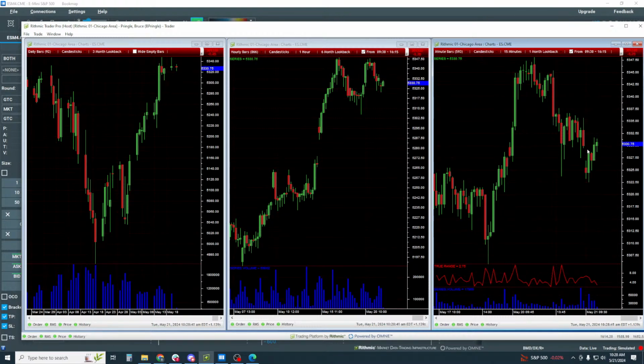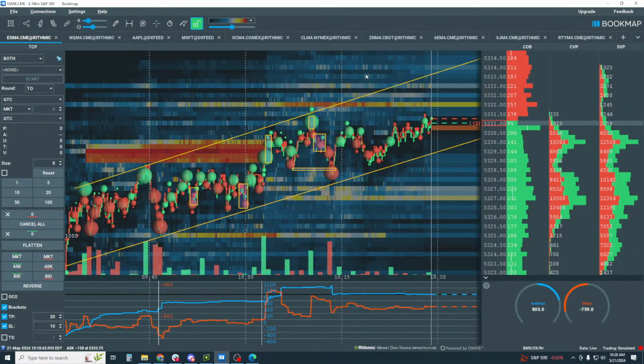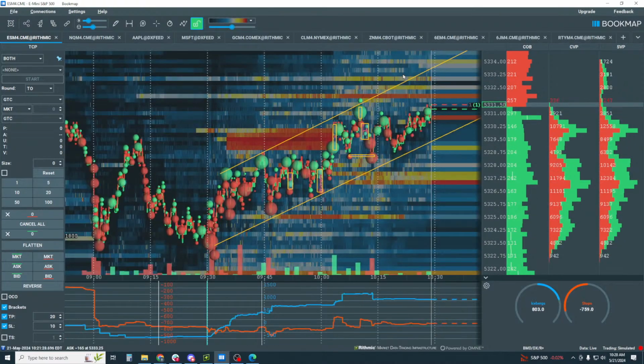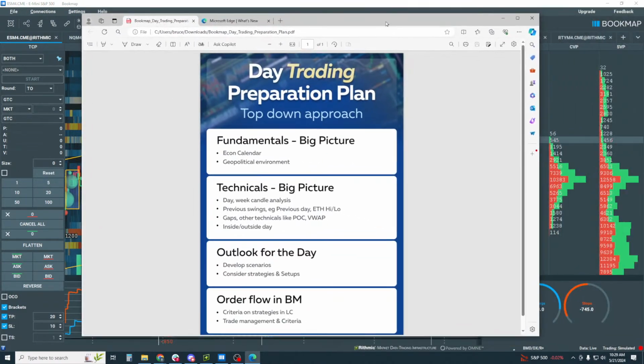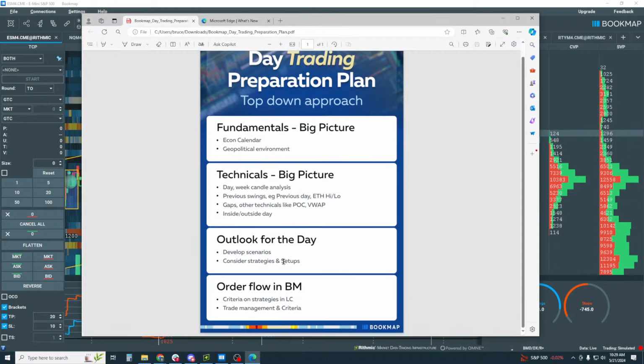Right, so now we've looked at our gaps, we've looked at our higher time frames, our technicals, we looked at inside day, and our expectation for today is chop, okay, based off of what we're covering here. So we're going to be looking at some technical levels, and we're going to be kind of careful in here. If we look at our day trading plan, we've gone through the fundamentals, the big picture technicals, outlook for the day, developing scenarios. Okay, we just developed some, what we're looking for.